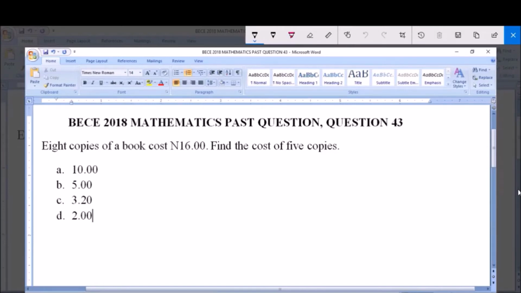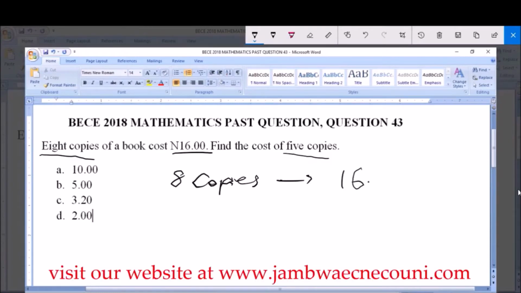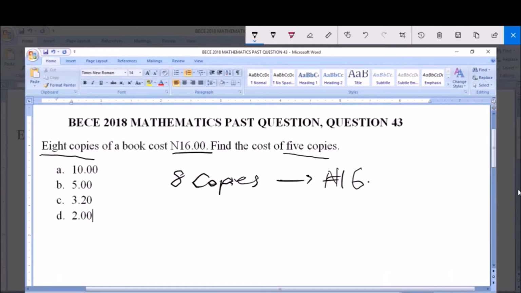So we are given that 8 copies of a book cost 16 naira, and then we have to find the cost of 5 copies. Now 8 copies cost 16 naira. Now we have to find the cost of 1 copy, so that after finding the cost of 1 copy, we can just simply multiply the cost of 1 copy by 5 to find the cost of 5 copies.